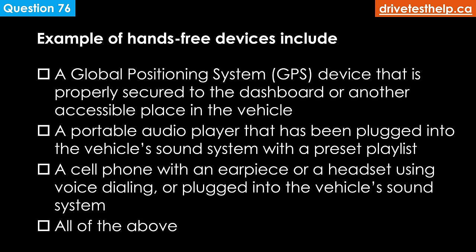Examples of hands-free devices include a global positioning system GPS device that is properly secured to the dashboard or another accessible place in the vehicle, a portable audio player such as an MP3 player that has been plugged into the vehicle's sound system with a preset playlist, a cell phone with an earpiece or headset using voice dialing or plugged into the vehicle's sound system, if so equipped, all of the above. The correct answer, all of the above.